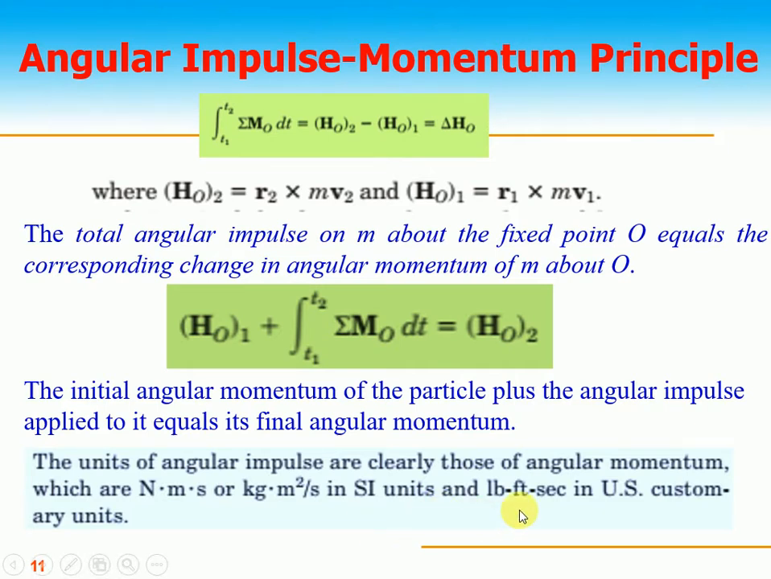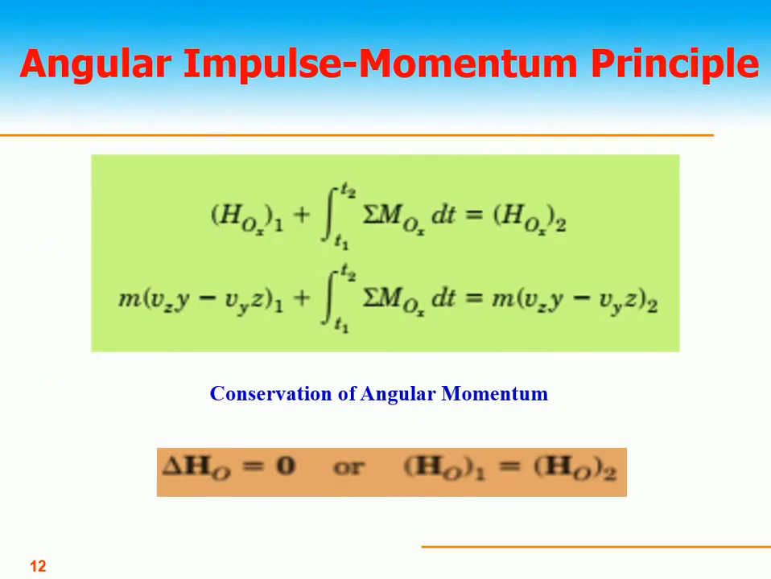As far as FPS or US units are concerned, it's foot pound. A foot pound is a unit of moment, and second is the unit of time. These are the units of angular impulse. Again, the change in angular momentum is called angular impulse. So the same angular impulse-moment principle: the change in angular momentum is called impulse.